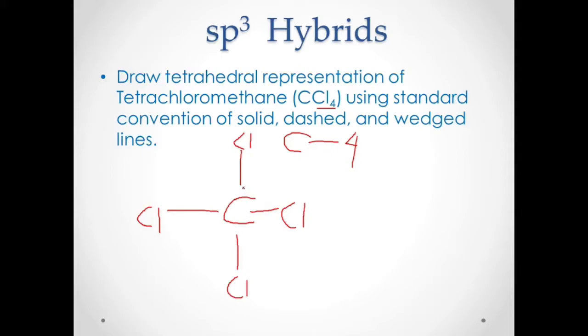Okay, so 1, 2, 3, and 4. Okay, how about for chlorine? How many valence electrons are there in one chlorine atom? According to your periodic table, this is a halogen, group 7A. So therefore, there are 7 valence electrons. Okay, so for chlorine, it is only bonded to carbon with one. The chlorine only shared 1 electron to the carbon.